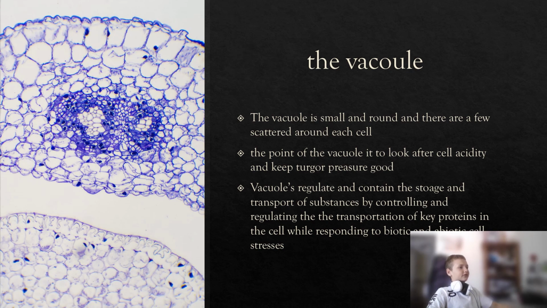One of the last parts of the cell that we'll be covering today is the vacuole. It is small and round, and there are a few scattered through each cell, but they are important. Let me explain. The point of the vacuole is to look after the cell's acidity in the cytoplasm to make sure it's not too acidic and destroy any of the other organelles, and to keep the turgor pressure, which is the thing that pushes the cytoplasm against the cell membrane, good. Otherwise, it'll just collapse in, it'll be kind of mushy, and it won't really stay in shape.